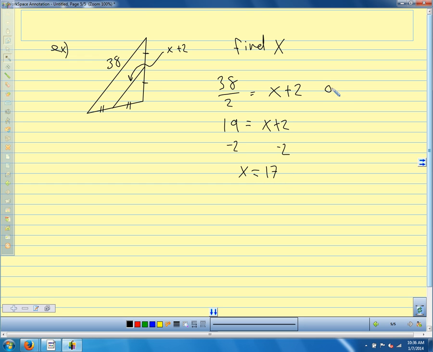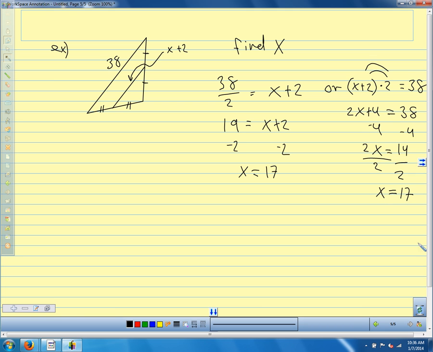We could have said x plus 2, and here we have to be careful, parentheses, times 2 equals 38. And then I could distribute: 2x plus 4 equals 38. Subtract 4. 2x equals 14. Divide by 2. And x equals 17. I could do it either way. They tell me the same thing.